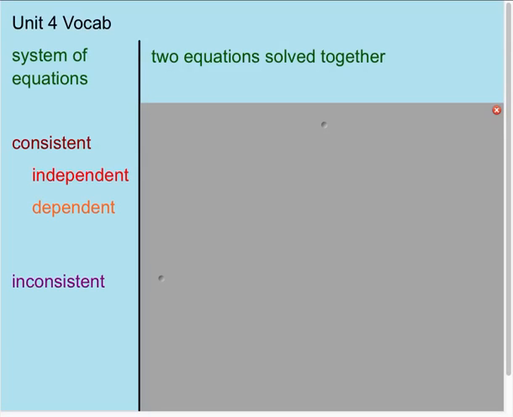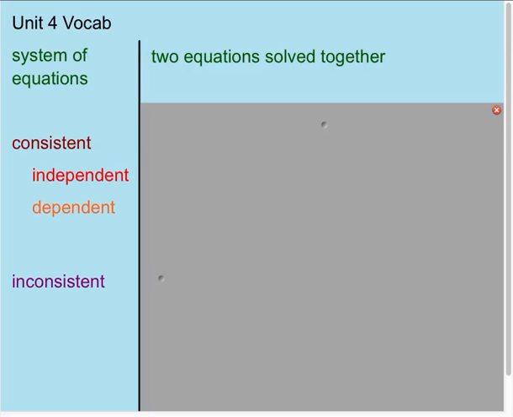So the first time we look at systems of equations, we're going to be seeing equations of lines. So they look like slope-intercept form, or y equals mx plus b. One way to look at a system of equations is graphically, and it's the easiest way to tell what type of solution the system has. There are three different types of solutions.